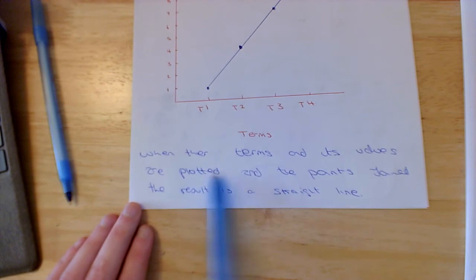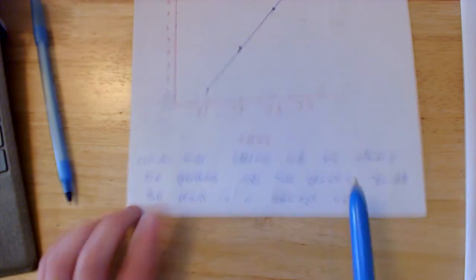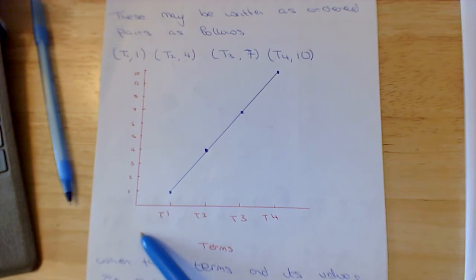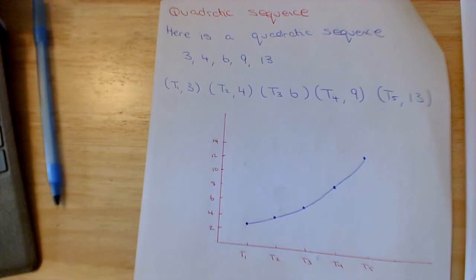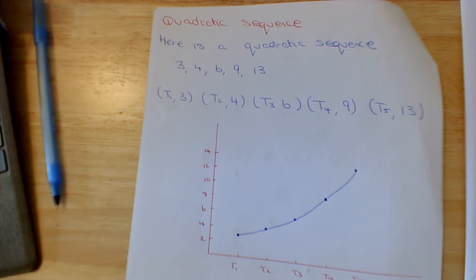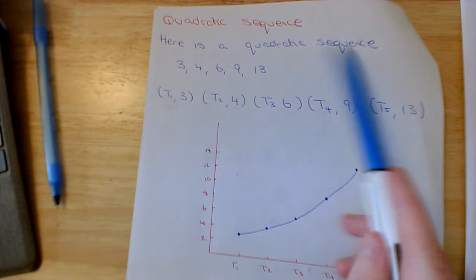So when the terms and their values are plotted and the points joined, the result is a straight line. A linear pattern is always going to give you a straight line, like something like this. From algebra we should already know what a quadratic looks like when it's graphed, because we have already done these in functions.